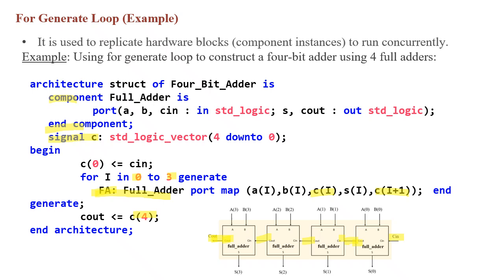The for generate loop is different from the for loop in the sense that it is being used to replicate different or multiple hardware blocks. In this case, we're replicating the full adder 4 times, and the number of replications can be changed by changing the range we used for the for generate loop, which is in this case from 0 to 3.